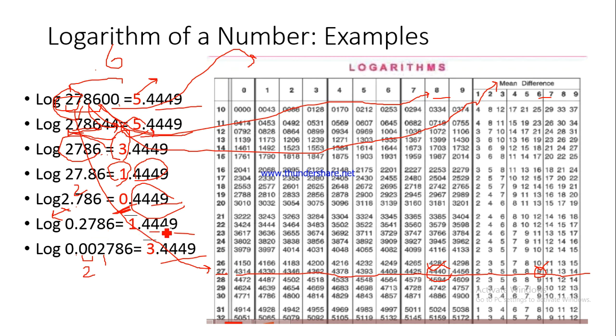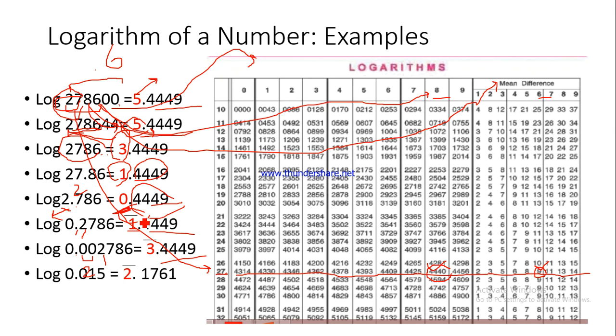Here it was 1.4449 because the number of zeros between this decimal and the first non-zero digit 2 was, in other words, 0 zeros. So 0 plus 1 becomes 1, and since it is less than 1, the sign would be negative or bar. So bar 1.4449 or minus 1.4449.